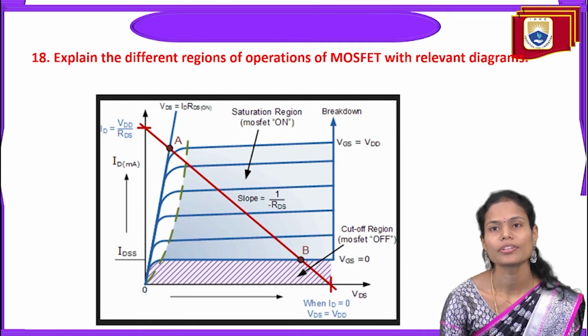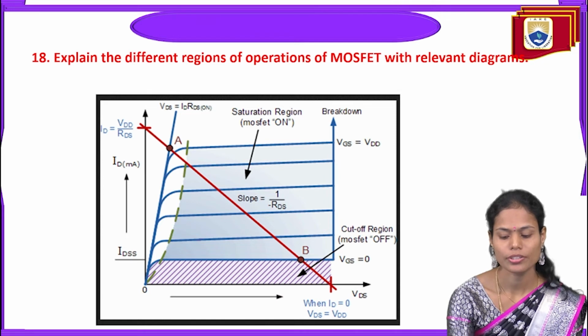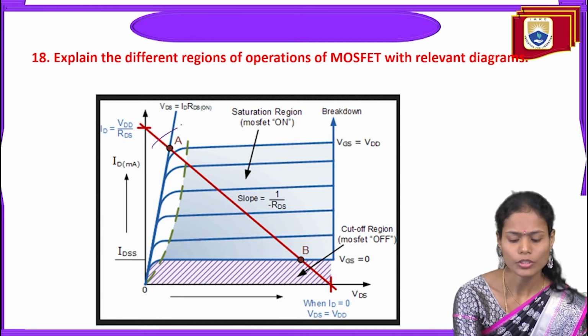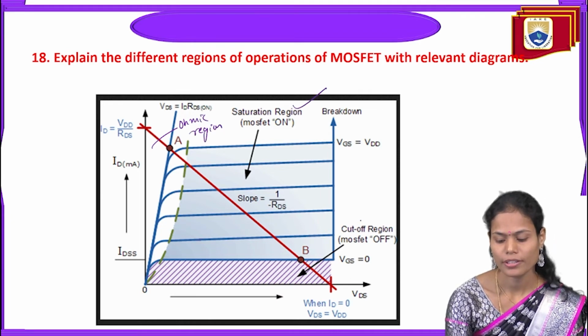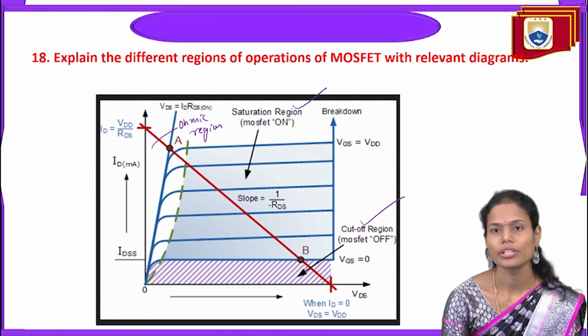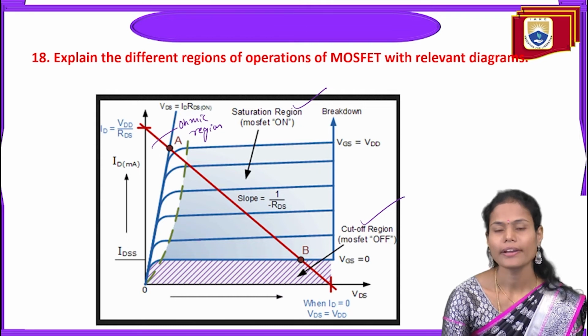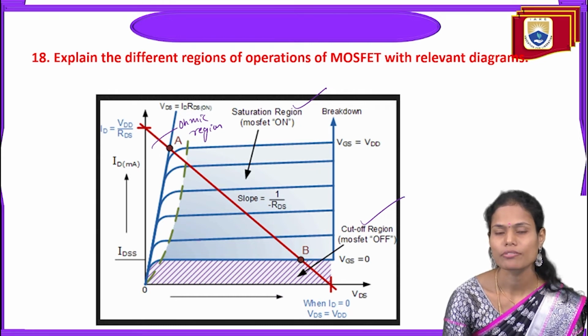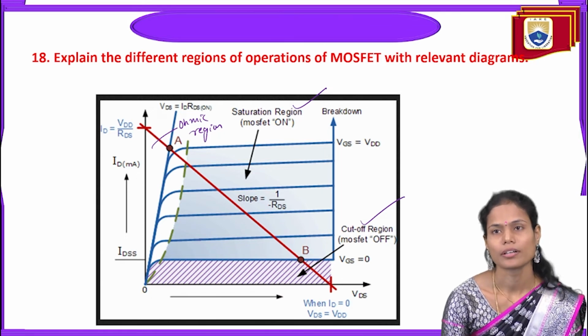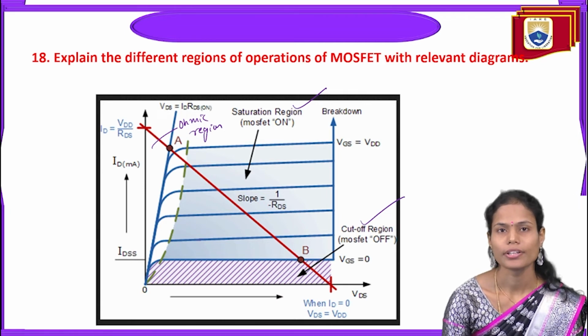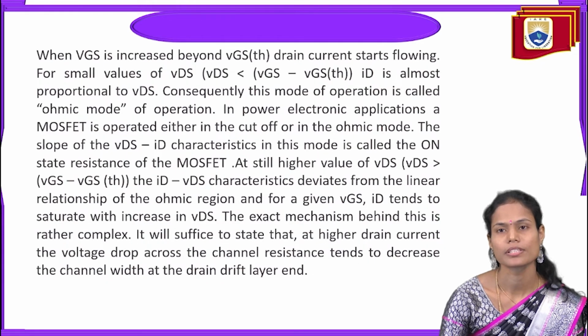And next, explain the different regions of operation of MOSFET with relevant diagrams. So here it is going to operate in three regions. The first region is the ohmic region, and the second region is the saturation region, and it also operates in the cutoff region. So here we need to draw this particular characteristics and at different voltage levels, how it is changing from one region to another region, and how the voltage levels as well as current levels are changing in the MOSFET. We need to explain clearly, in detail here. This is the explanation related to that particular characteristics, how they vary with the variation of VDS and VGS voltages.